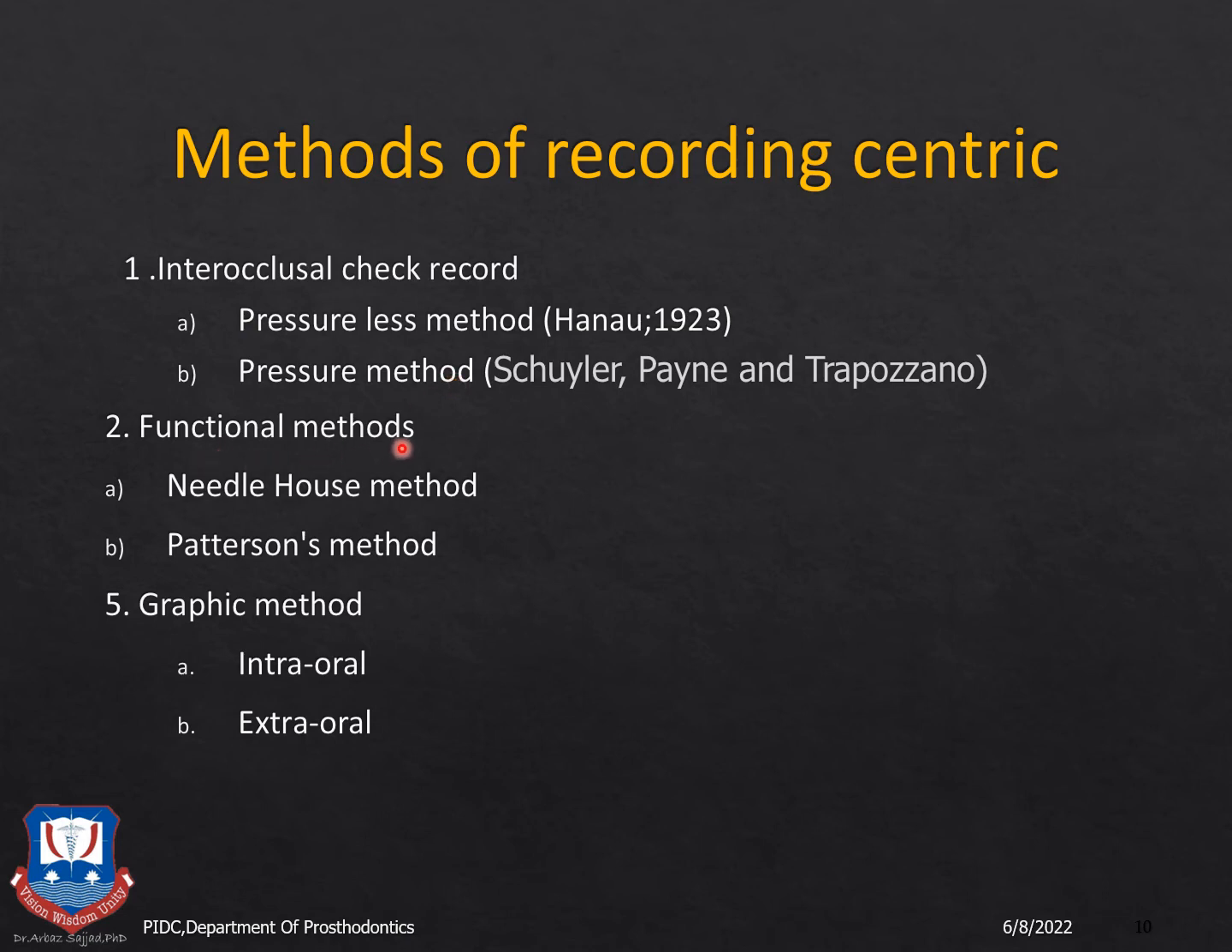The next method of recording centric relationship is the functional method. In this, we have the needle method, the House method, which is also known as the needle and House method. We have the Patterson method, we have Mayer's method, etc. These are basically functional recordings in which the patient is made to do certain movements of the mandible to record the horizontal jaw relationship. The third is the graphic method.